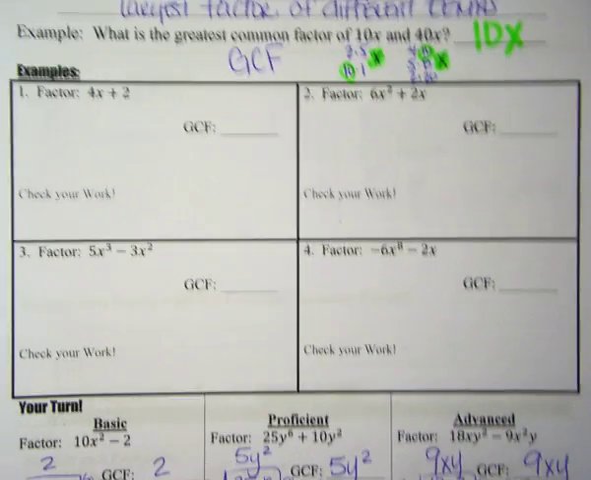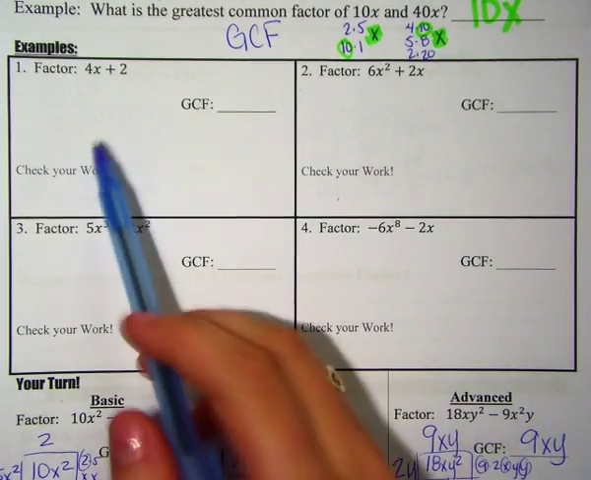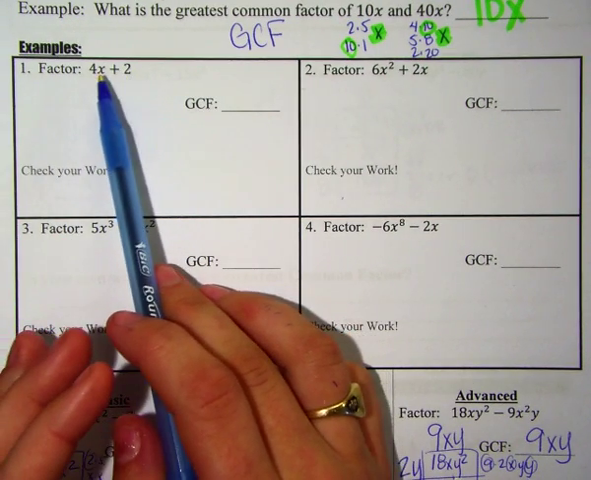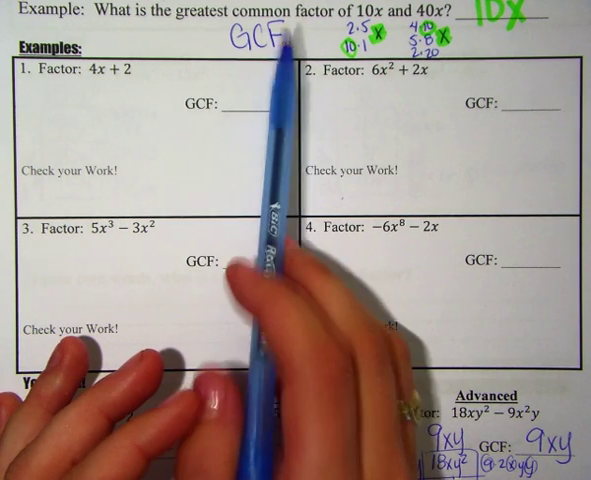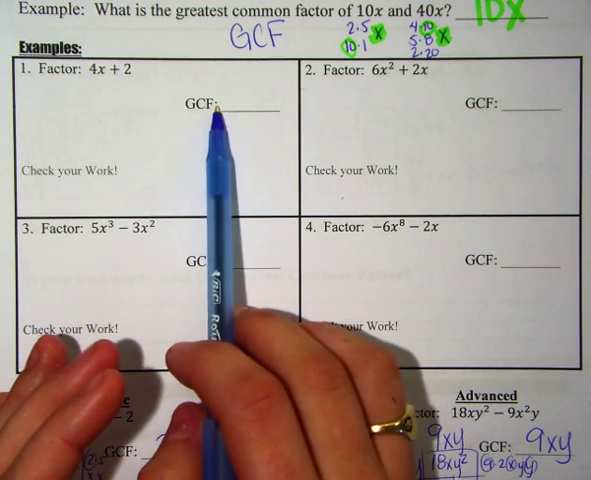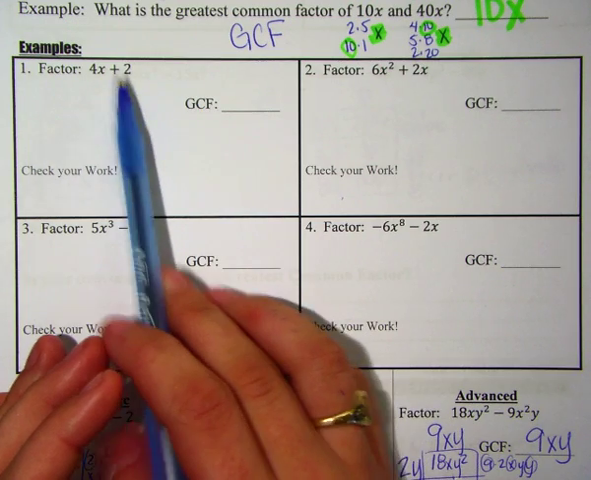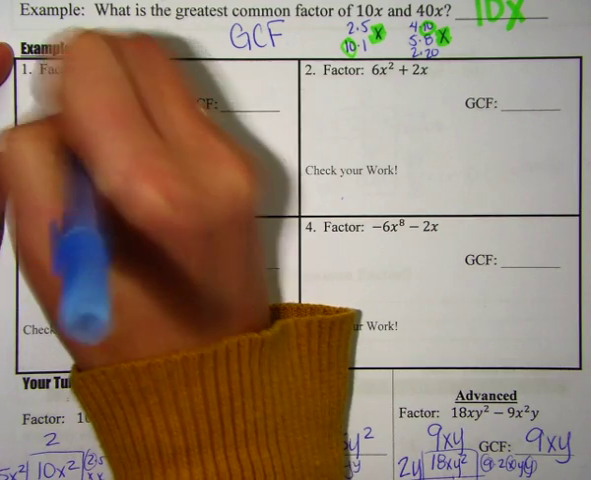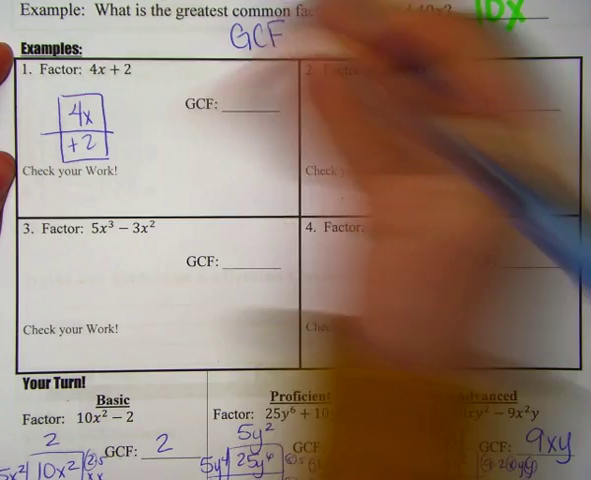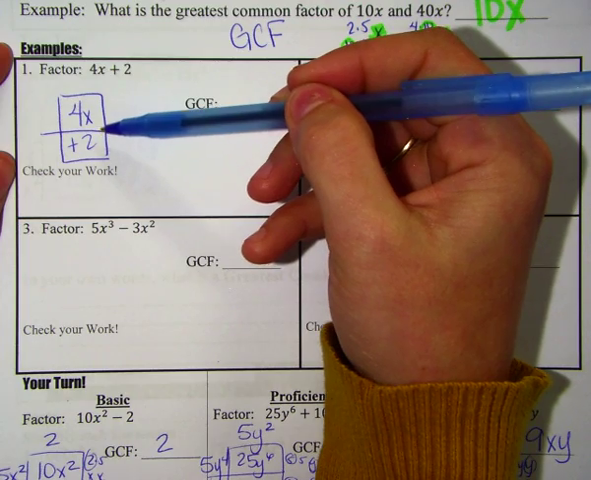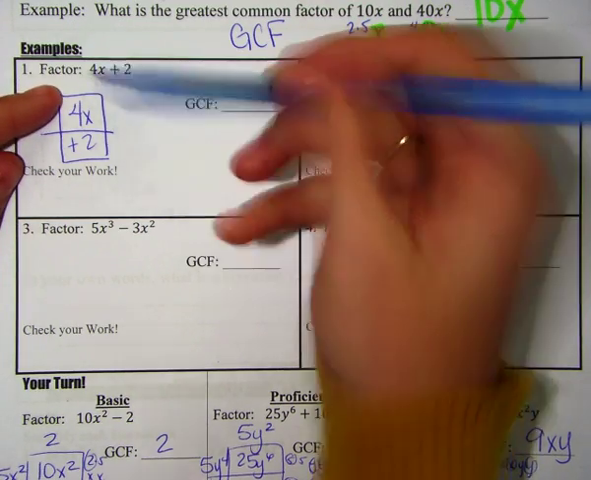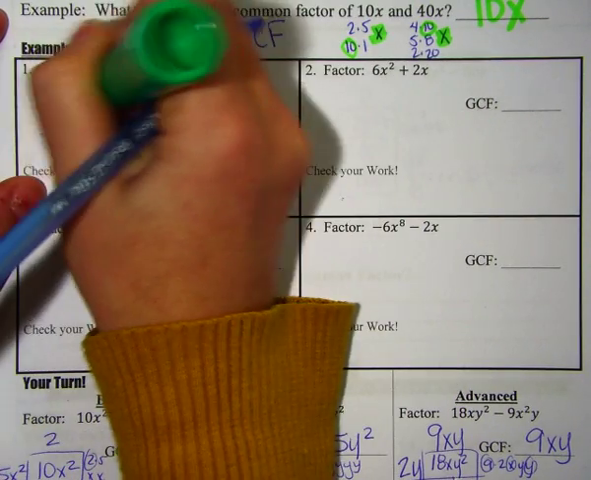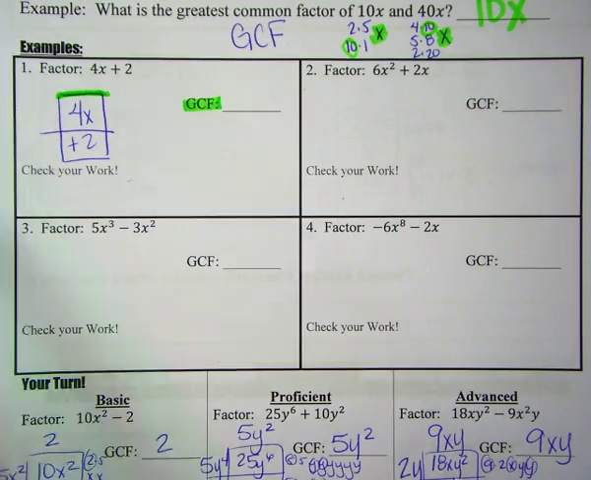So how are we going to use this? If we're asked to factor this, then we need to take out the GCF so that we have two numbers or two things that multiply together to give us that. So we're going to use the box method. We're working backwards. I'm going to put 4x plus 2 in the box. And what I need to figure out is, what is the GCF? Whatever's up there is the GCF.